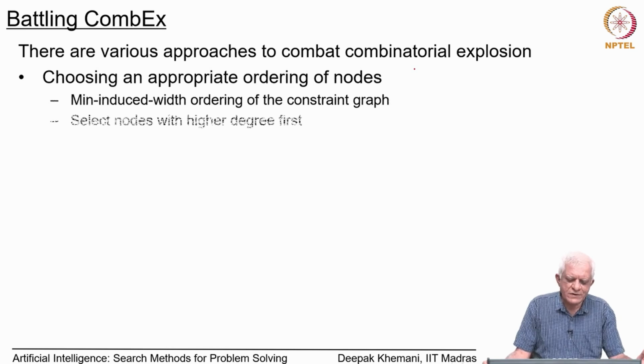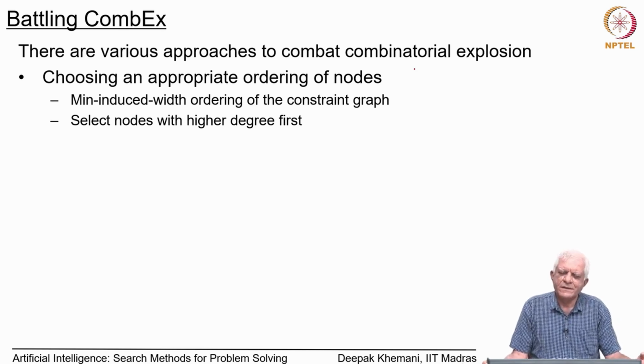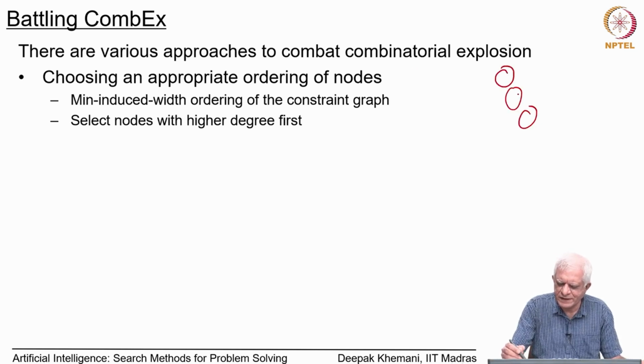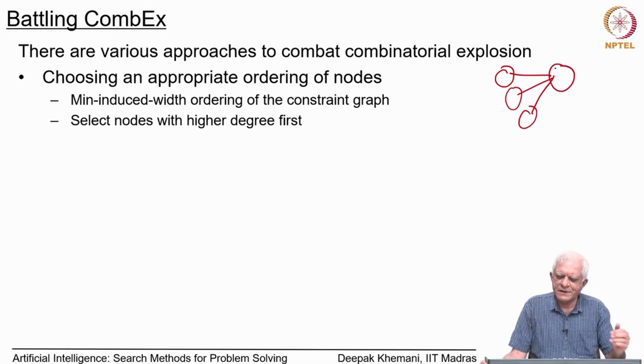One approach is to choose the nodes in an appropriate order. How can you decide which order is best? One thing is, if you look at the degree of every node essentially. Now, if you choose a node with 1 degree first, so let us look at a small tree network. Let us say that it is a map coloring problem and it has got these 3 colors RBG, which can be used to color these 4 regions.